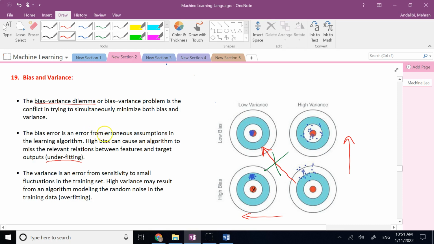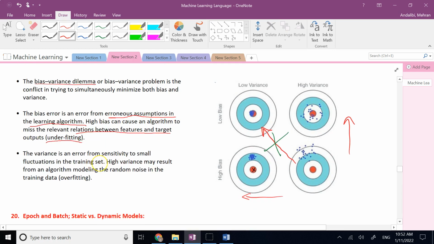And one of the reasons is your assumptions in the modeling are big time wrong. They are erroneous. You underestimated the complexity of the model. Maybe you just assumed too simple of a model to model everything in the system, right? And so your model cannot get all the relations between your features, your inputs and outputs.